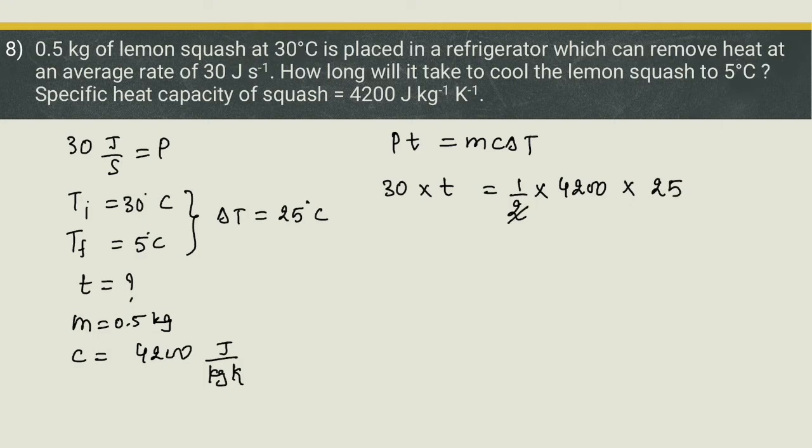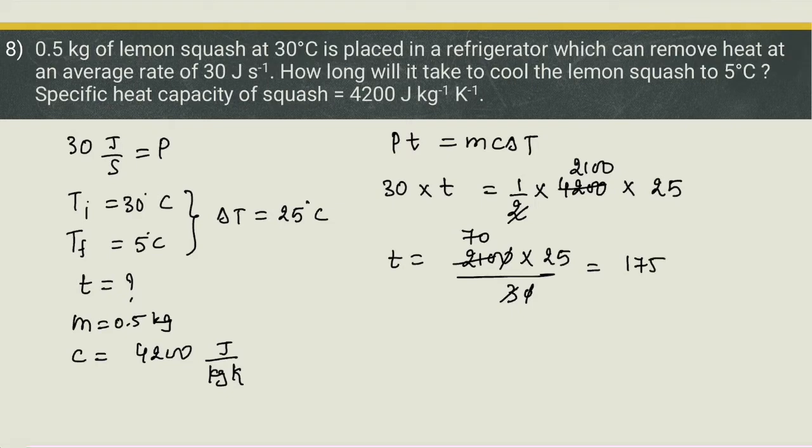So this is 2100. T is equal to 2100 into 25 upon 30, divisible by 3, 70, 1750 seconds. Okay, 1750 seconds. This is the time taken to cool the lemon squash to 5 degrees Celsius.